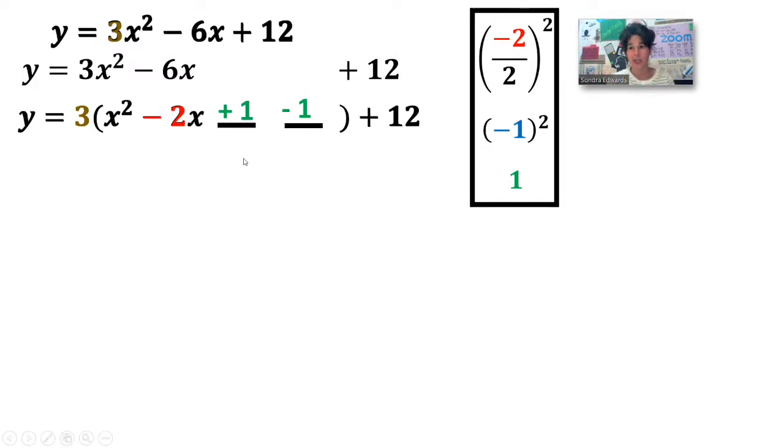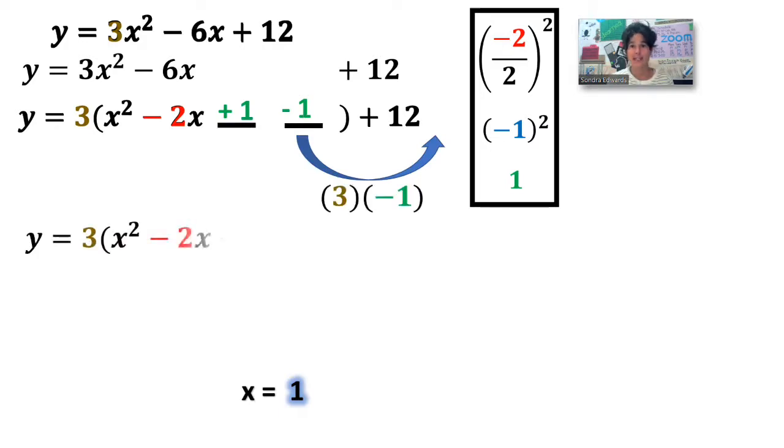Okay, now this is the tricky part. Only this part here is the perfect square. We do not want this negative 1 inside of the parentheses. If we want to get rid of this one here and move it over here, well, what is the effect of negative 1 sitting there? The 3 gets distributed to negative 1. So by putting a negative 1 there, what we're really doing is subtracting 3.